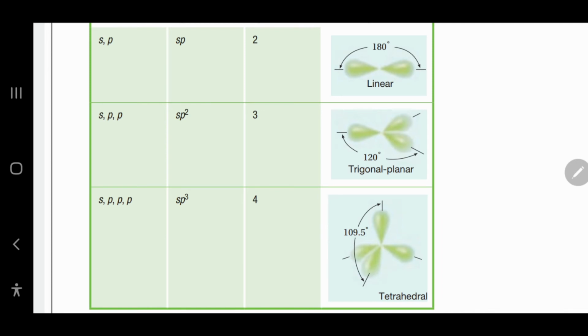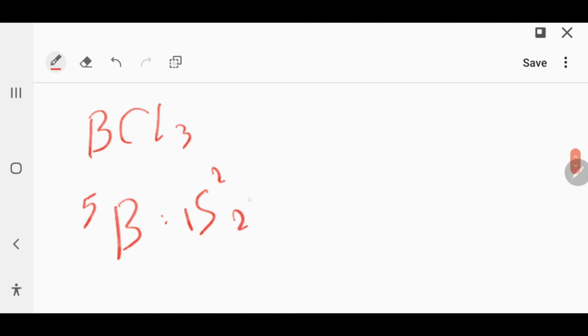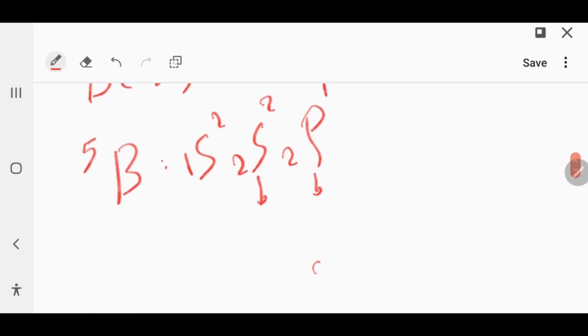So for example, let's talk about BCl3. B has atomic number 5. It will be 1s2, 2s2, 2p1. So the hybridization here will happen between s and p. And remember that here we have the 2p with 3 orbitals, and the 2s with 1 orbital. So we have 2 electrons in the s orbital, and only 1 electron in the p.